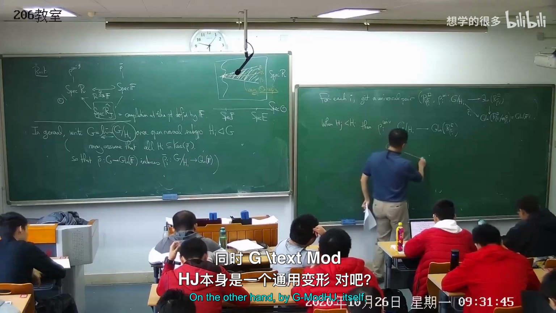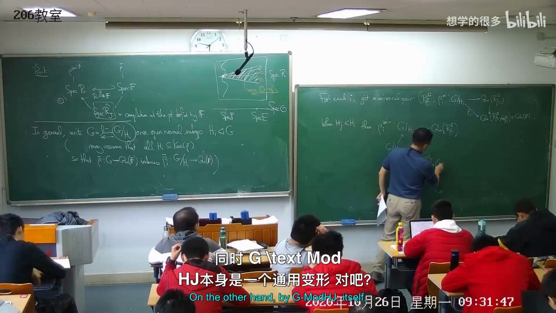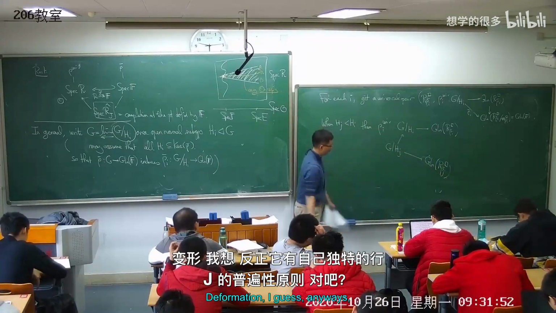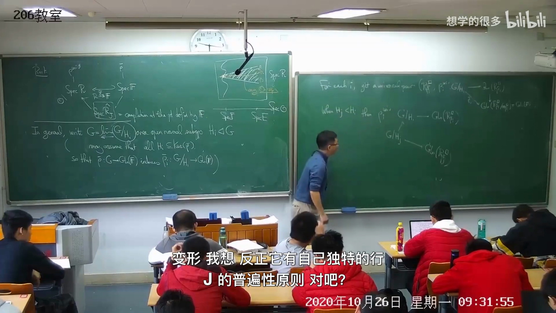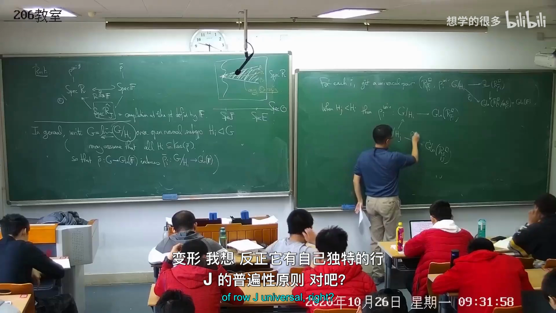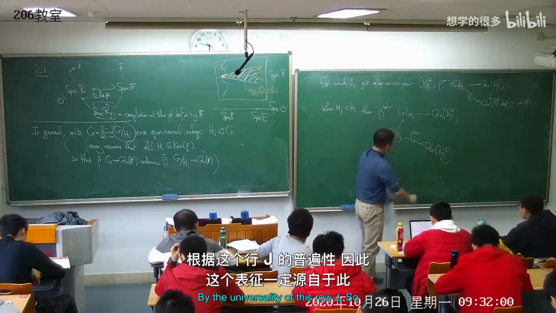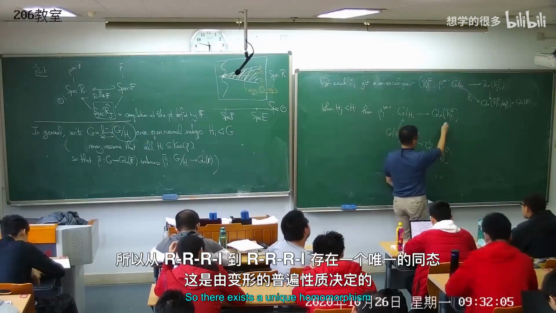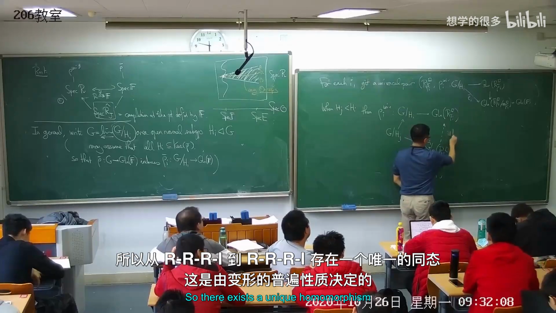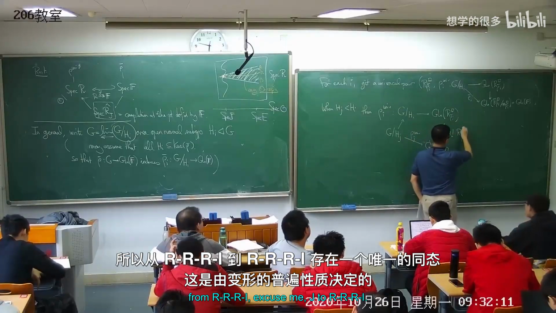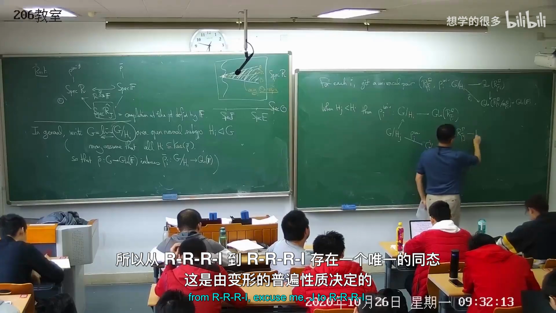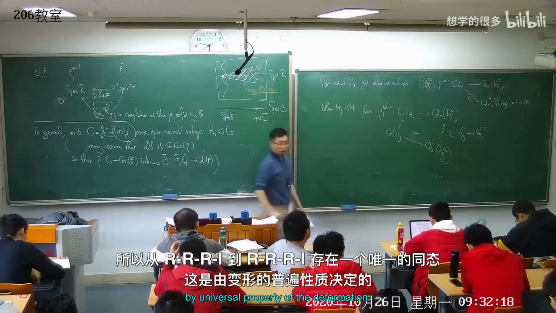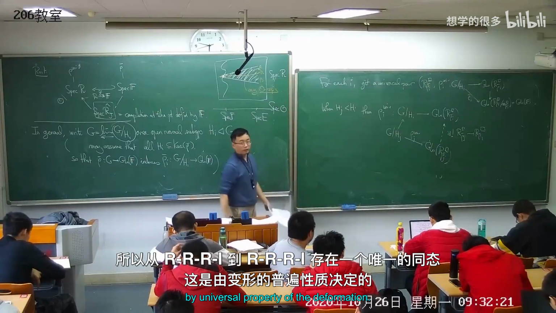On the other hand, G mod H_j has itself a universal deformation ring, and has its own rho_j universal, right? By the universality of this rho_j, this representation must come from this. So there exists a unique homomorphism from R_{rho_j} to R_{rho_i} by the universal property of the deformation.